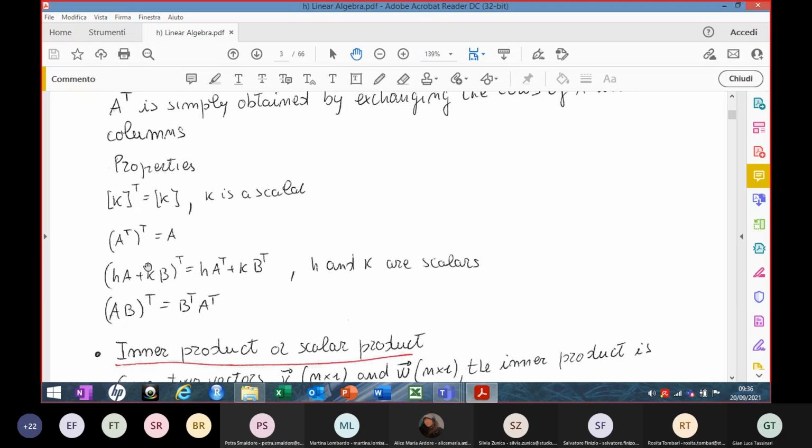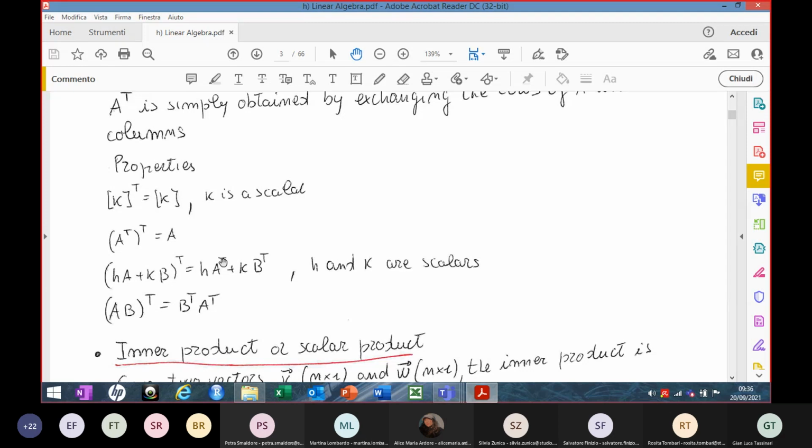If you want to take the transpose, you can proceed in this way. You can do alternatively H times the transpose of A plus K times the transpose of B. So this result is the same. What I'm saying is that you can either do the operation inside parentheses and then compute the transpose.